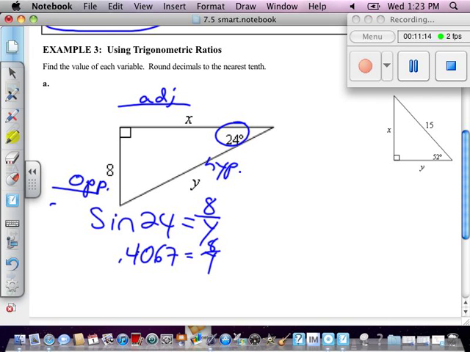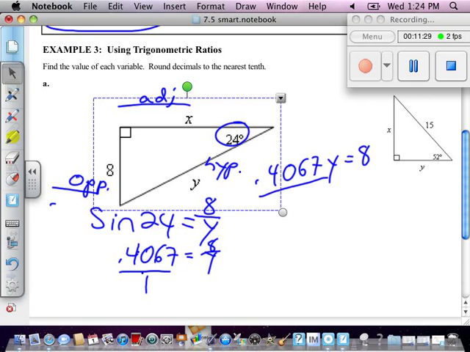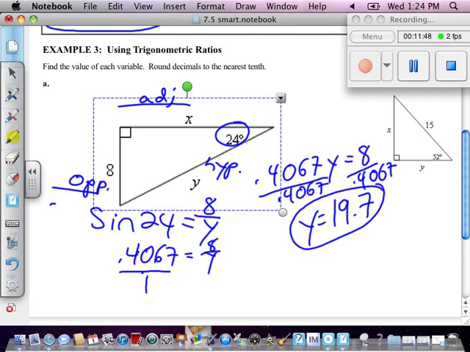Right. Now I'm going to cross multiply. Remember, this is over 1. We get 0.4067y equals 8. At this point, I'm going to divide both sides. And I have 8 divided by 0.4067. And I get y equals 19.7 because I round to the nearest 10th. Okay, we're going to try another one just like it.